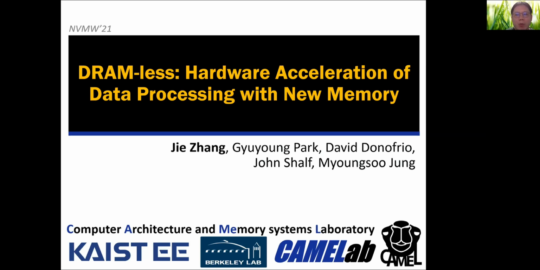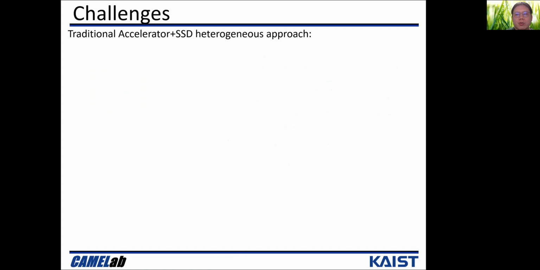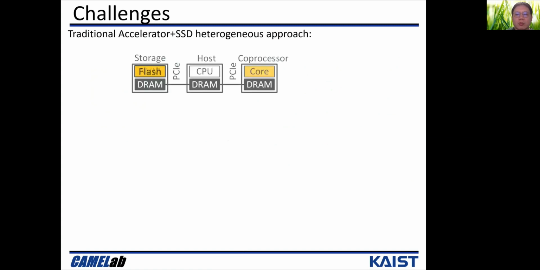Today I will talk about our work, DRAMless, which is the hardware acceleration of data processing with new memory. The traditional heterogeneous system, which includes the accelerator and SSD, can face great challenges. Here is the simple architecture of the heterogeneous system. The storage and the accelerator are discrete devices which are connected to the host.